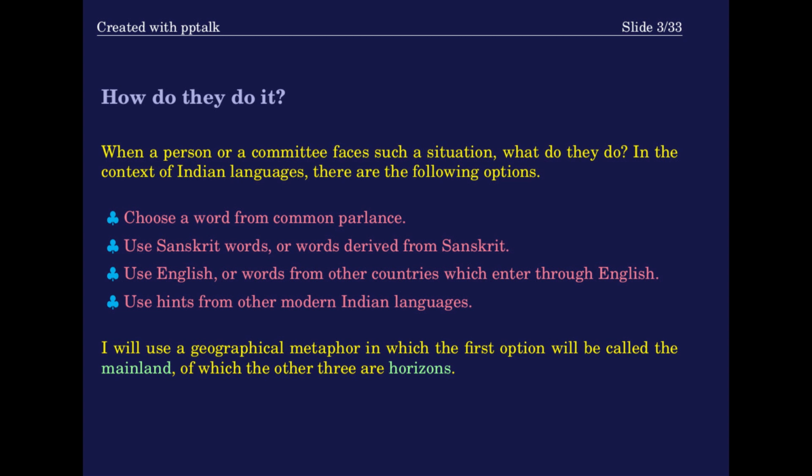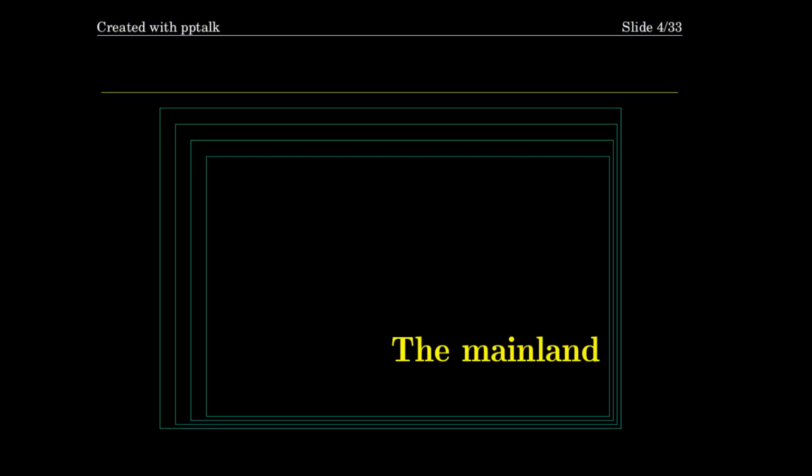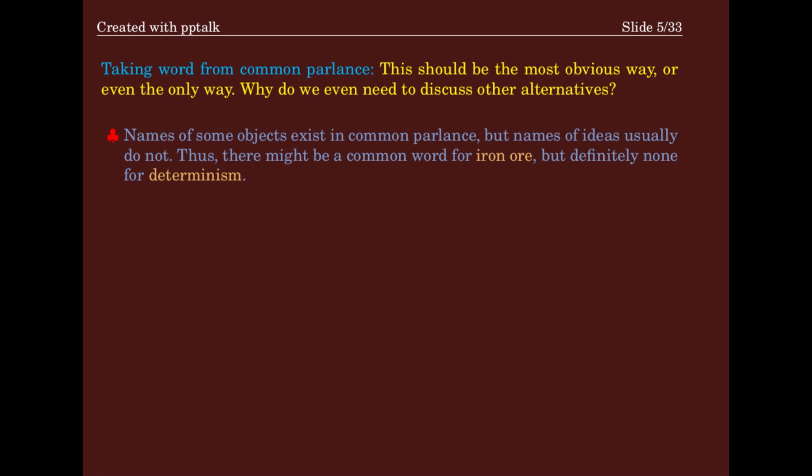But before I get to that, I have to discuss the mainland. The mainland is the common parlance. Why shouldn't we take words from common parlance? This should be the most obvious way, or even the only way. Why do we even need to discuss other alternatives? Well, there are several reasons. Number one, names of some objects exist in common parlance, but names of ideas usually do not. For example, there might be a common word for iron ore, but definitely none for determinism.